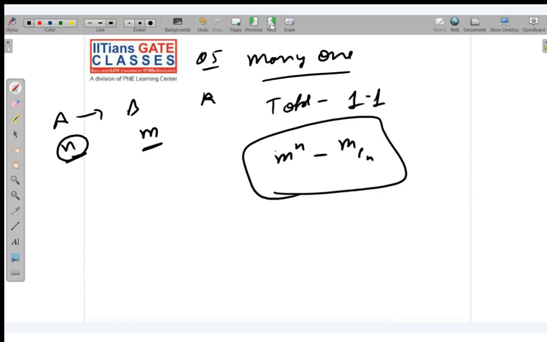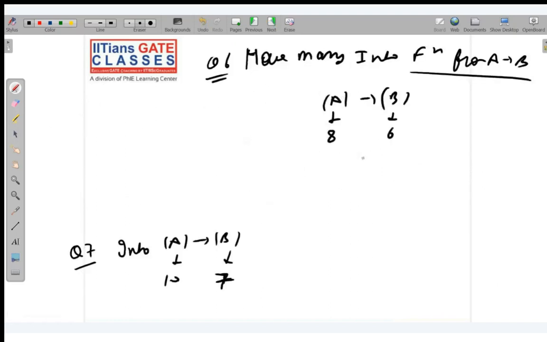Next is how many into functions are possible from A to B. The derivation of into functions is a bit difficult and a bit tricky.